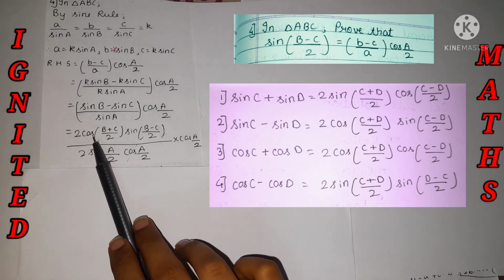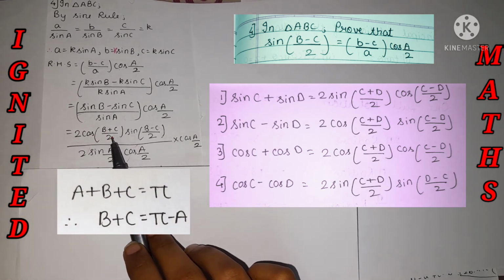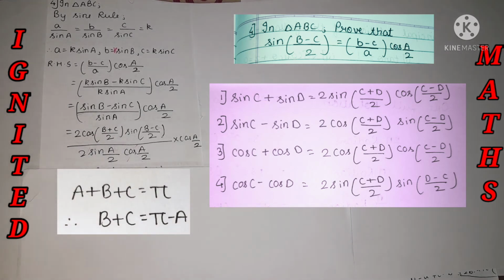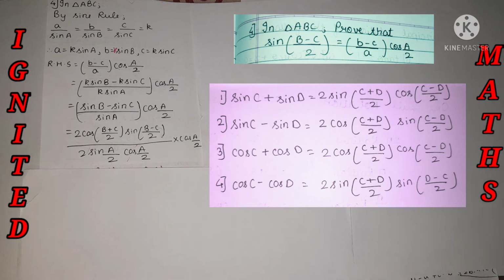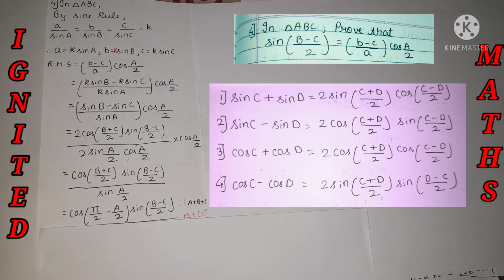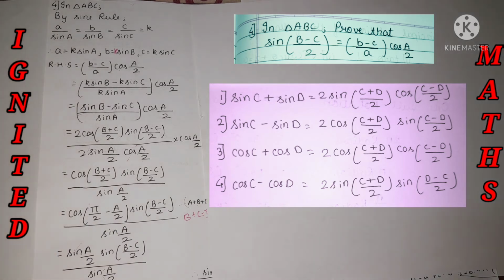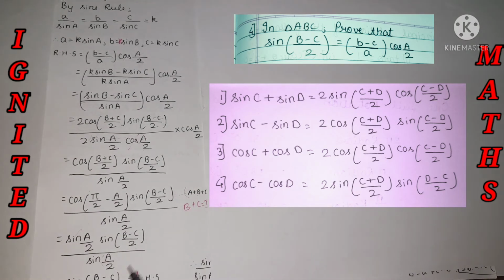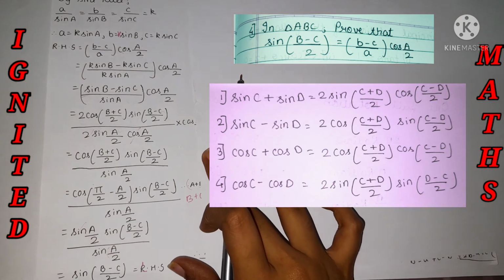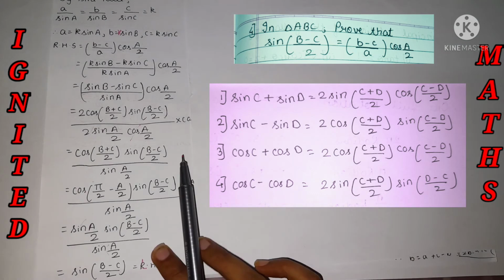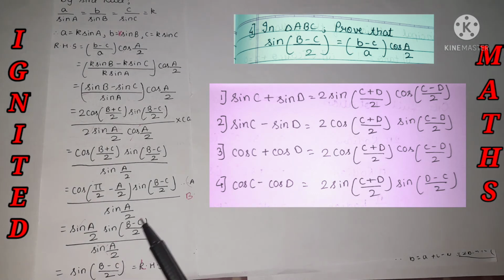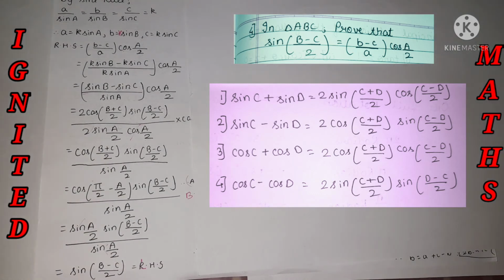And over here sine of (B plus C) divided by 2. We know that A plus B plus C is equal to pi, so B plus C is nothing but pi minus A; just divide by 2 each time. If we do the calculation, we will be getting the answer. Okay, cos of (pi by 2 minus theta) formula gives sine A by 2. Yes, in which sine of (B minus C) by 2 I have written as such, and over here sine A by 2, sine A by 2 cancel. That's nothing but the LHS value.